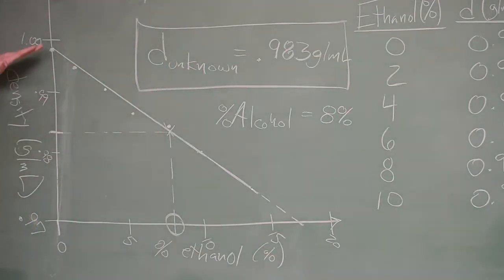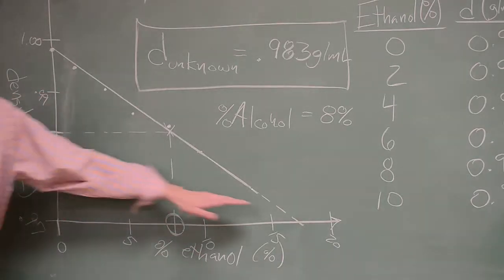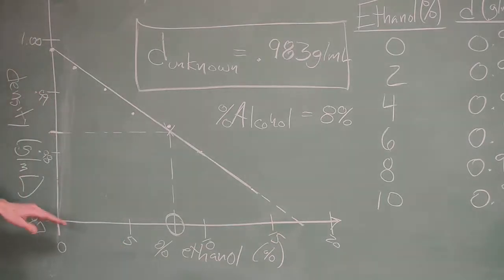Okay, so that's how we correlate the data. This line tells us how density correlates or relates to percent ethanol. The lower the density, the more alcohol you have present. The less alcohol, the higher the density. Good.